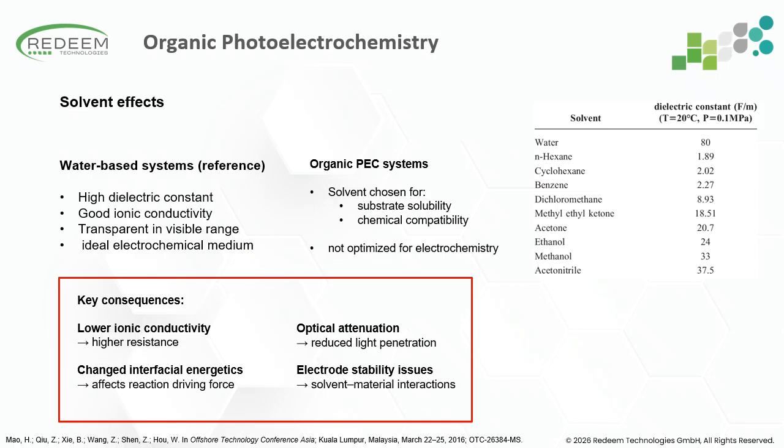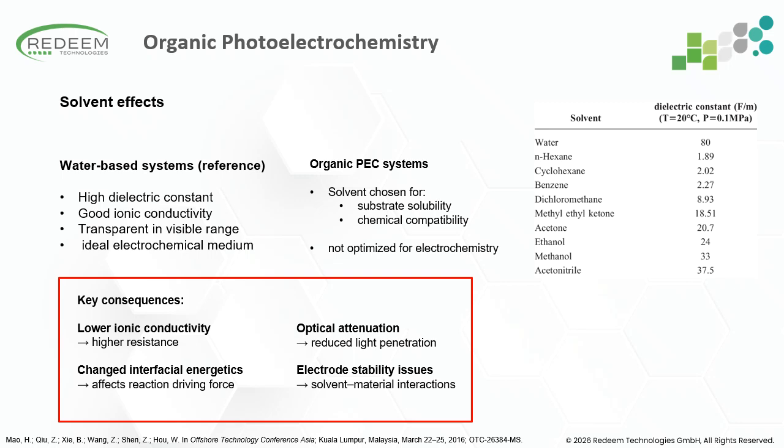One of the biggest differences between water splitting and organic PEC lies in the choice of the electrolyte. In water splitting, the solvent is essentially fixed. Water has a very high dielectric constant, excellent ionic conductivity, is transparent through most of the visible spectrum, and therefore provides an almost ideal electrochemical environment. In organic PEC, the situation is completely different. The solvent is usually not selected because it's electrochemically ideal, but because it dissolves the substrate, stabilizes intermediates, or is chemically compatible with the desired reaction.